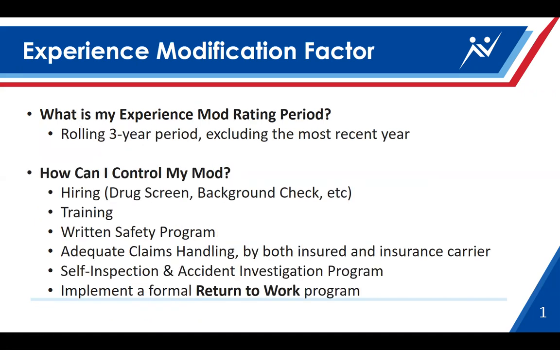So what is the experience mod rating period? So the mod is based off of a 3-year period that is a rolling 3-year period and excludes the most recent year. So for instance, if your upcoming work comp effective date is January 1st of 2022, the 2021 calendar year would not be factored into your 2022 mod. It would be the 2020 year, the 2019 year, and the 2018 year. And so every year, 1 year is going to be added and 1 year is going to fall off.